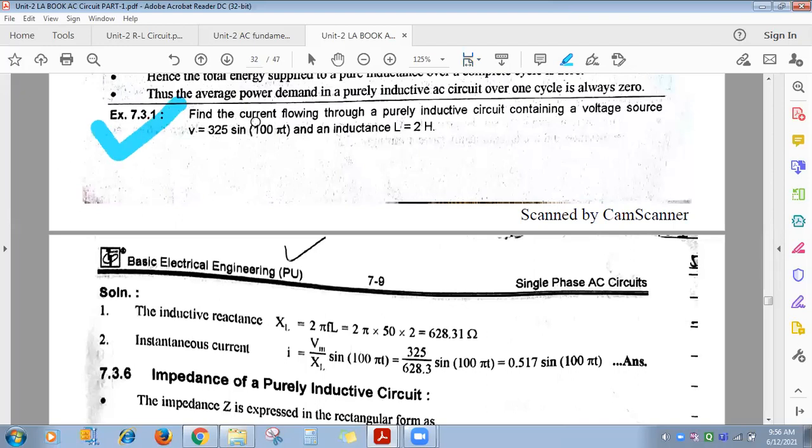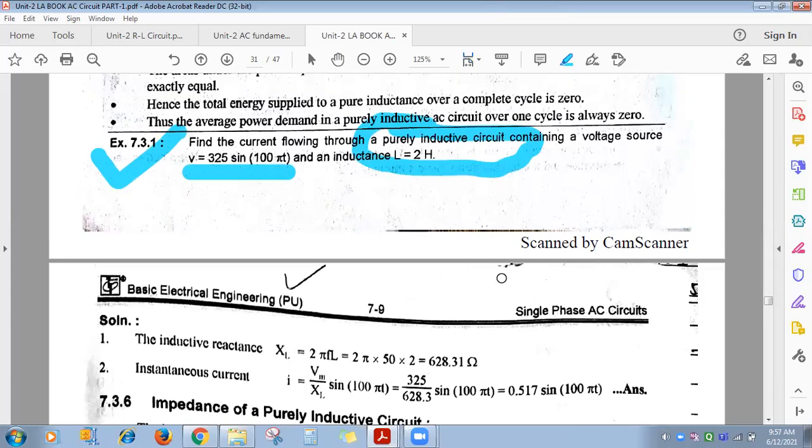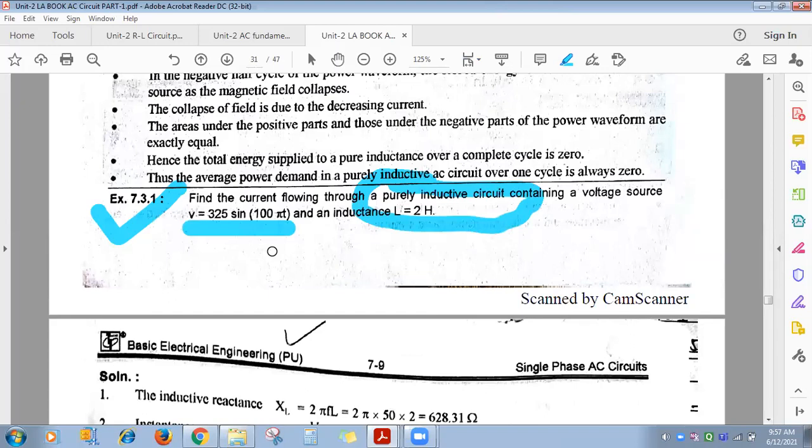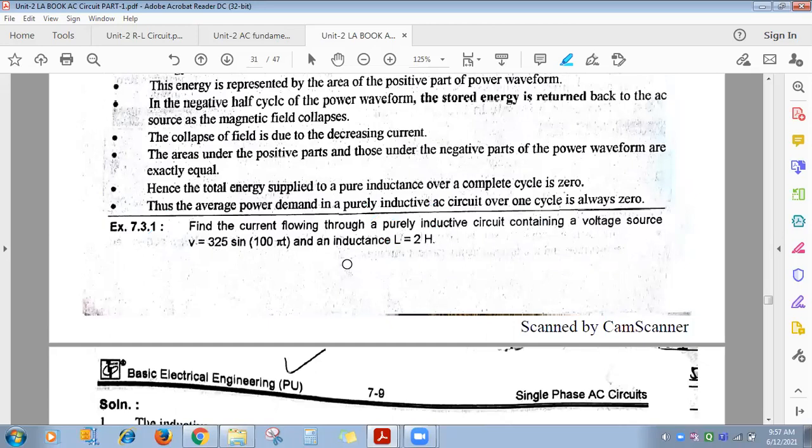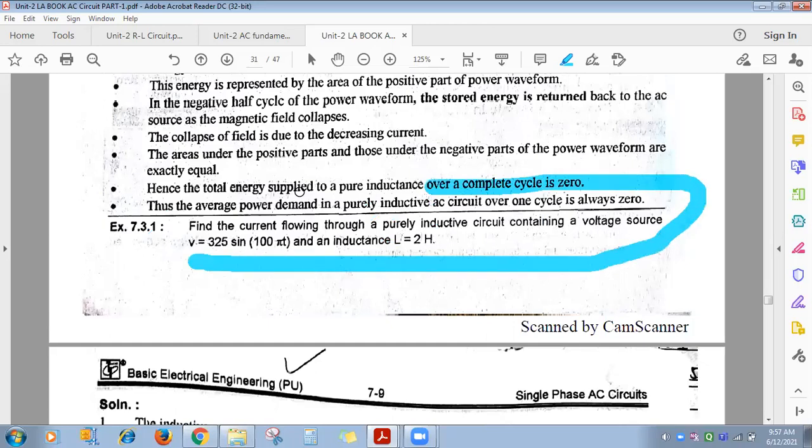Next one. Find the current flowing through a purely inductive circuit containing a voltage source of 325 sine 100 pi t and an inductance of 2 Henry. So it is directly given to you. It's a case of purely inductive circuit. The inductance value is given, 2 Henry, and the voltage source is given, 325 sine of 100 pi t. You have been asked to calculate only the current. Mostly, whenever you are asked to find the current flowing through a circuit containing a voltage source and so on, its meaning is that you have been asked to calculate the IRMS.